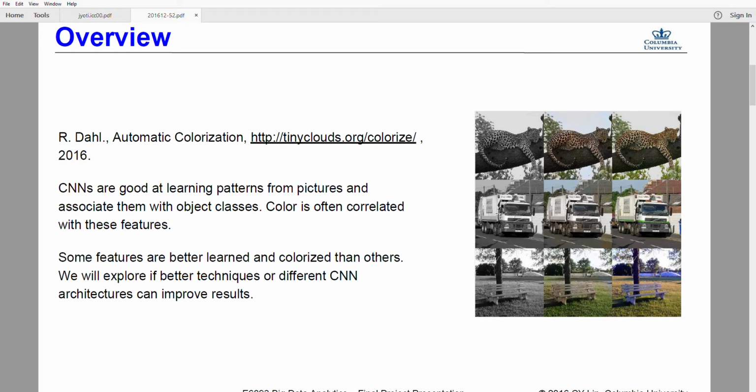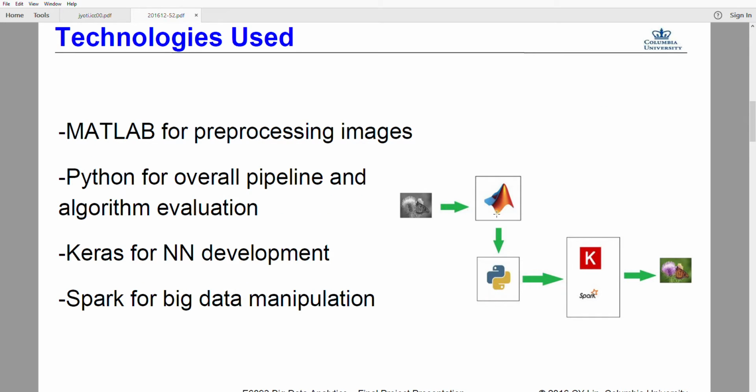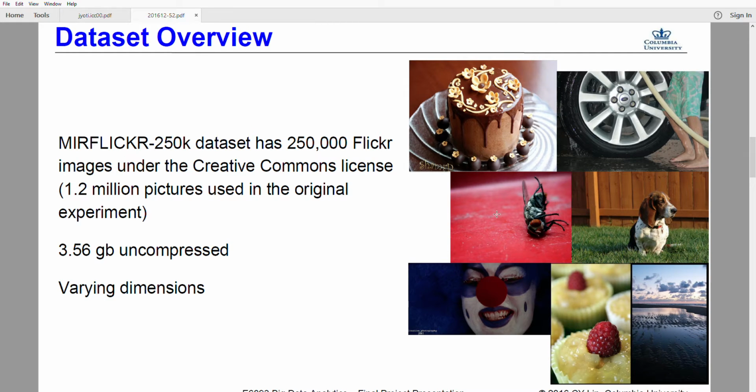Combining these two features, we went ahead and picked our data set, which is MIR Flickr: 25,000 images, about 3 gigabytes. There are a lot of varied pictures, and they're also picked from the more interesting ones, since Flickr has an interestingness rating. So that makes for a very challenging set to train the neural network on, and it'll get a lot of information from that.